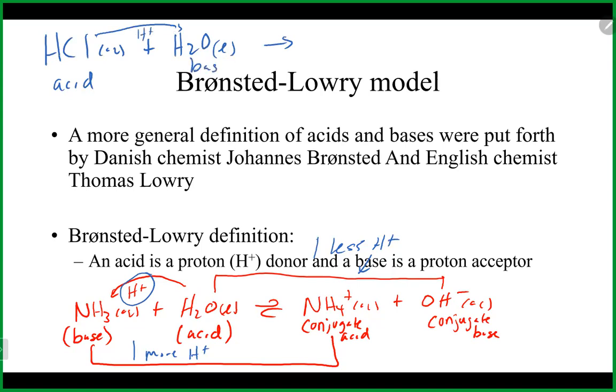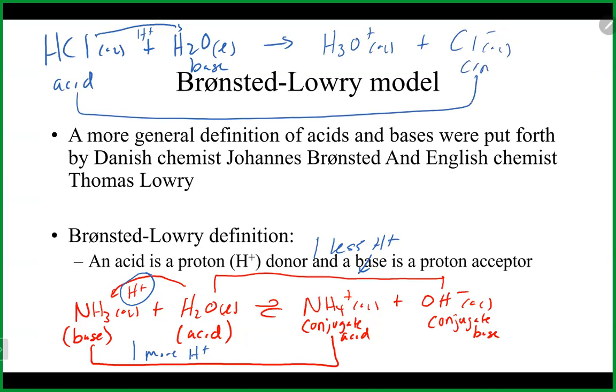And in this reaction, the water actually will be accepting the H+, which means water will act in this reaction as the base. And you will produce H3O+ and Cl-. Once again, this acid, this would be its conjugate base. And this base, this would be its conjugate acid. And once again, the only difference is that 1 H+.